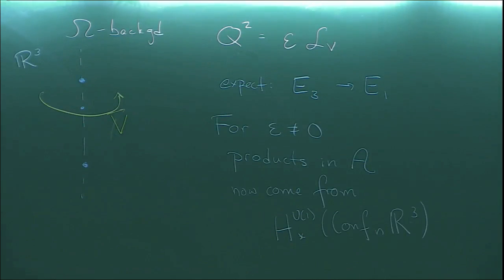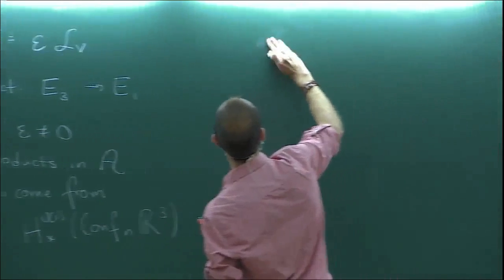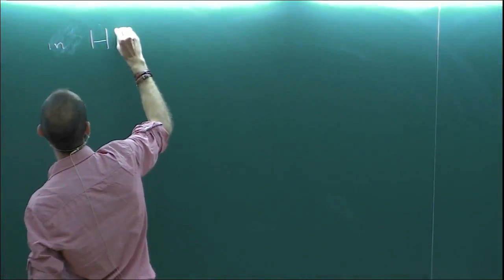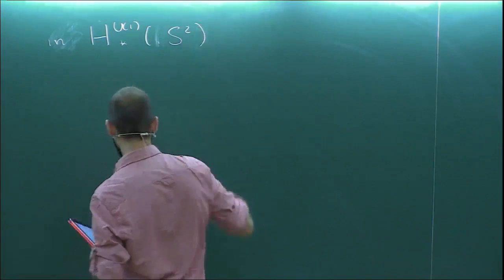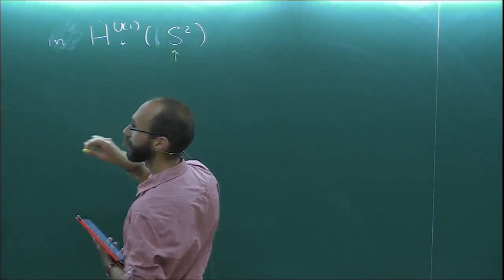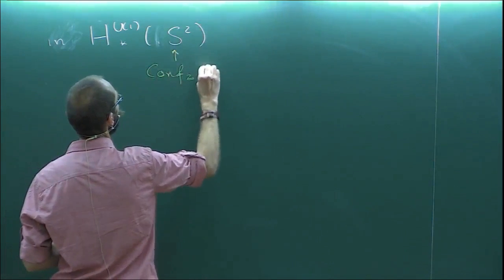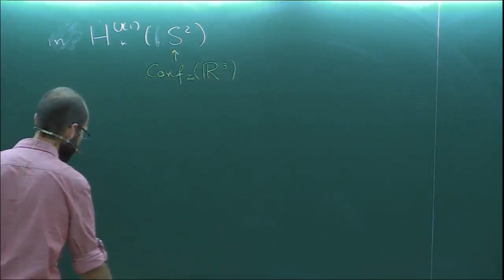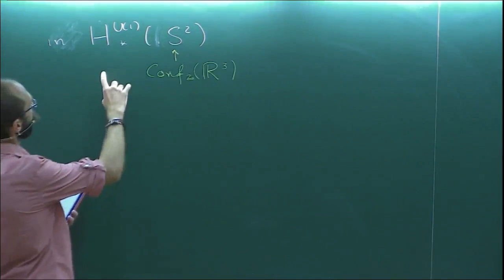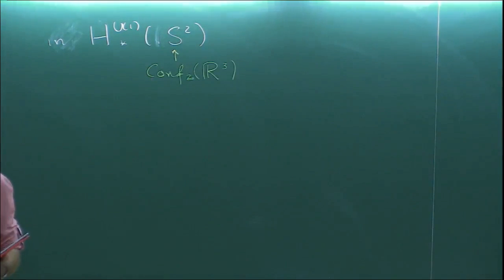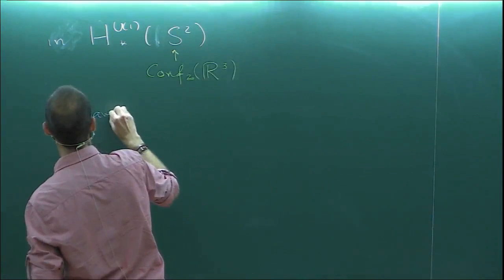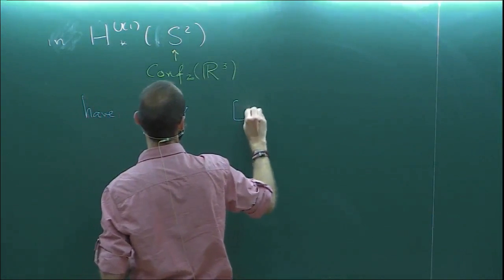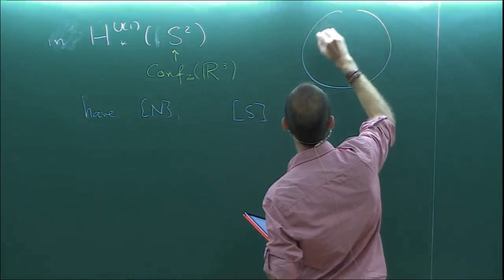If we spell out what that means in three dimensions, so in U(1) equivariant homology of S2, where S2 is the same S2 that appeared on the left, the configuration space of two points in R3. So there used to be a single point class, a single product. Now there are two distinct point classes. So we have point classes corresponding to the North and South Poles.